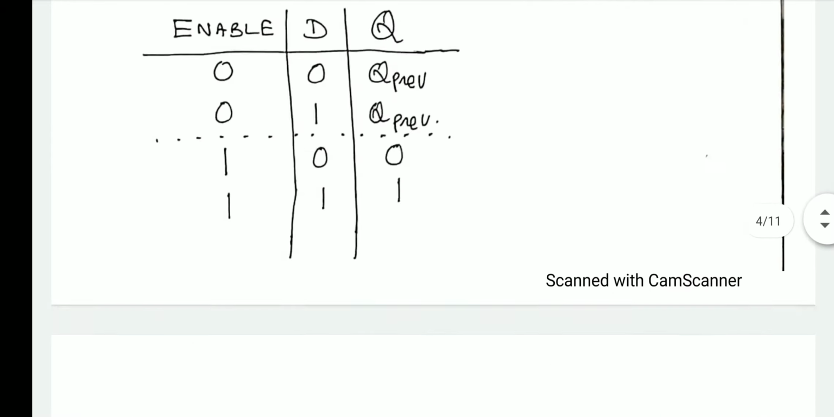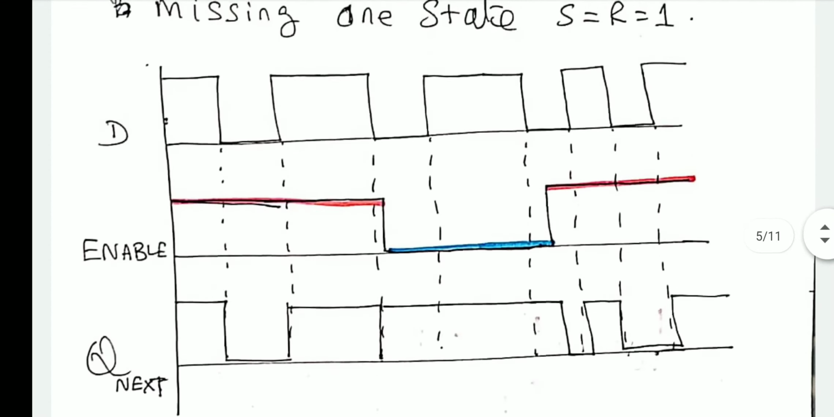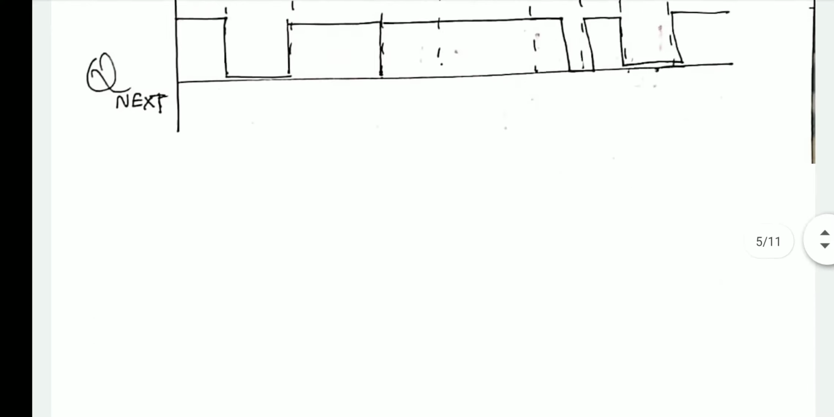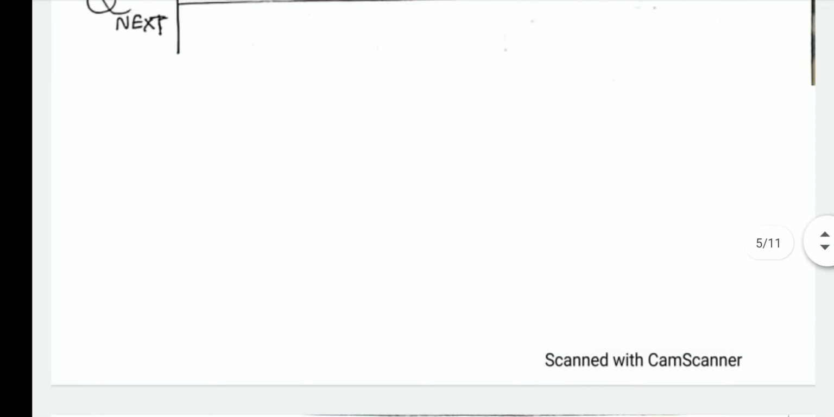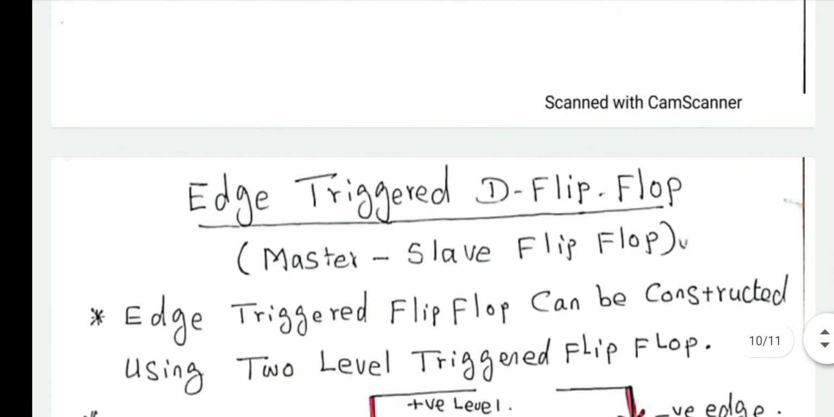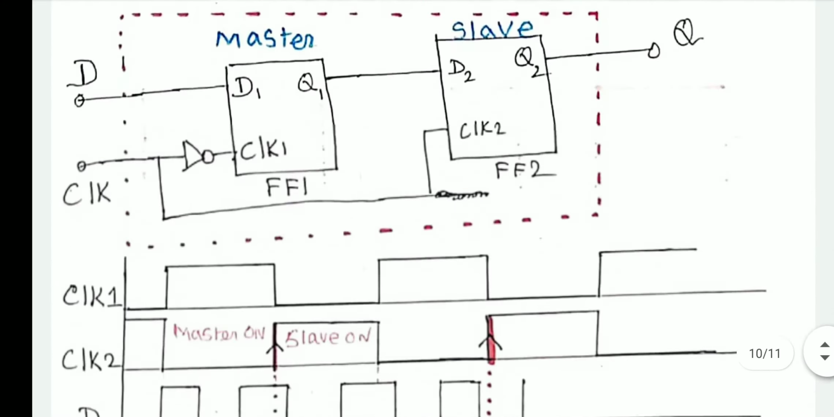But our desired requirement is that when enable is high, Q should not follow D all the time during the enable high. Rather, we need a circuit whose output should change, the Q should change only at some instant of time, right? Only at the instant of time. That is the kind of circuit we require.